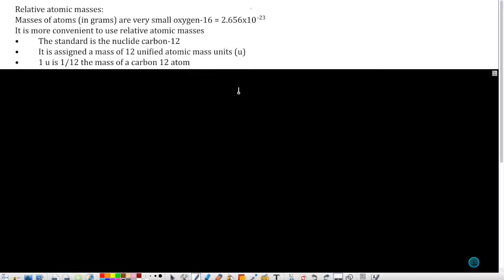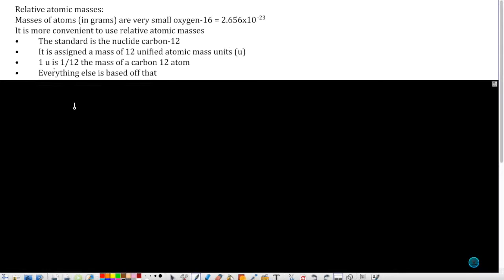Now, you'll notice that carbon-12 has 6 protons and 6 neutrons. And it might be tempting to say that 1 u is the mass of 1 proton and 1 neutron. But if you remember back, 1 proton and 1 neutron aren't actually the same mass. So everything else is based on this.